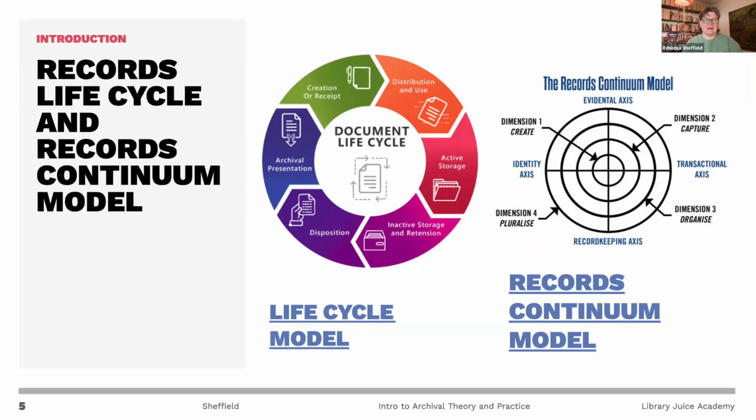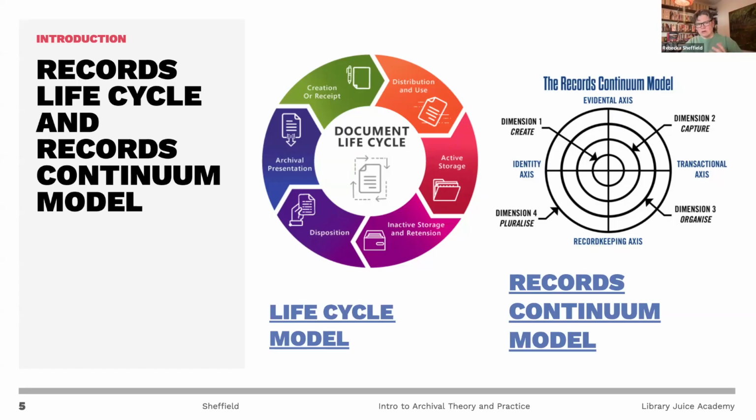In archival science, you'll also encounter two important models: the records life cycle and the records continuum. The life cycle model imagines records moving through discrete stages, from creation to active use to semi-active storage, and finally to archival preservation or destruction. This model is familiar in government and corporate environments.